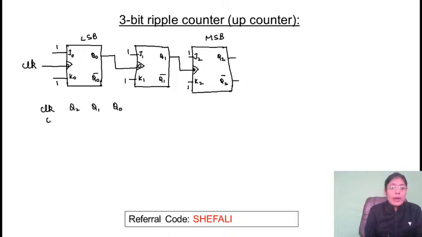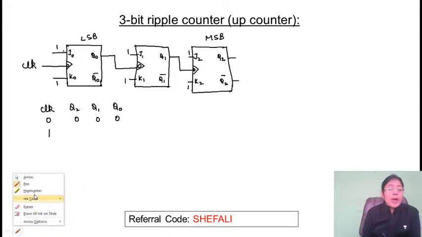Now, when no clock is applied, initially let's assume that the outputs are 0. When the first clock is applied, the first flip flop will always toggle the value. Why is it toggling? Because the value of J and K is 1. So if J and K is 1, every time it will take the complement of the previous output. So when the first clock is applied, it will complement the value.